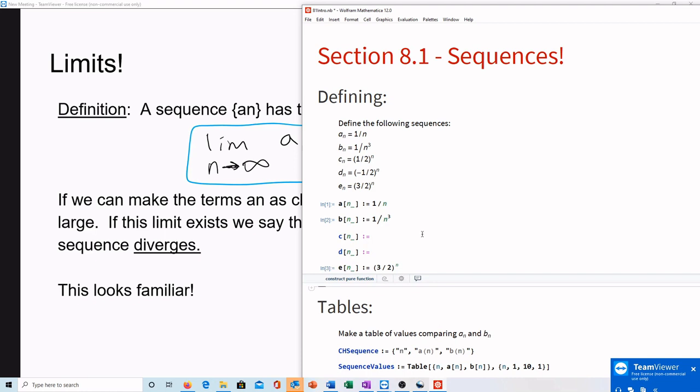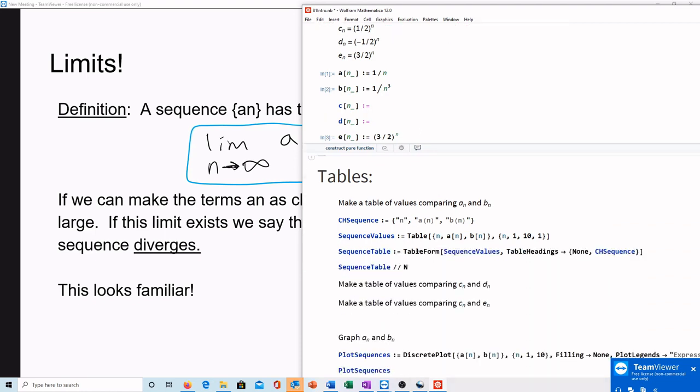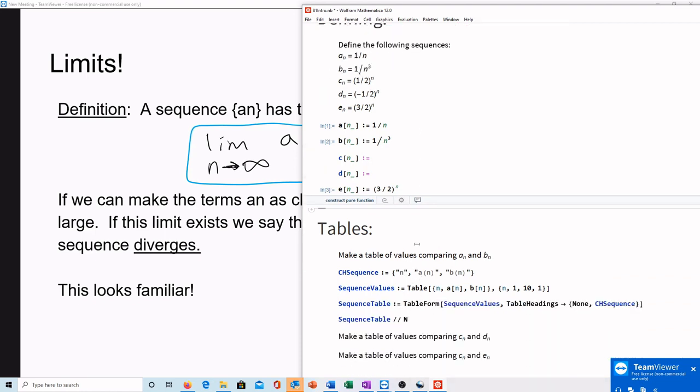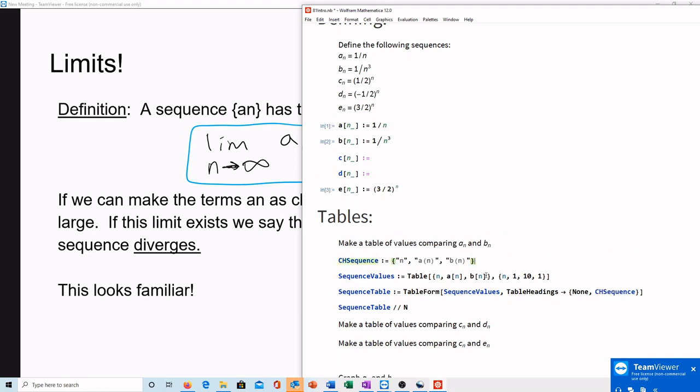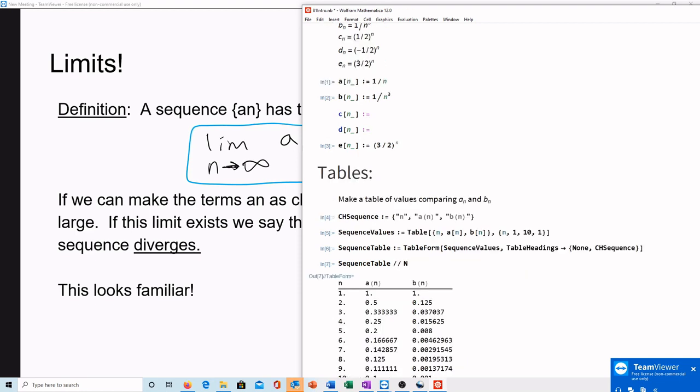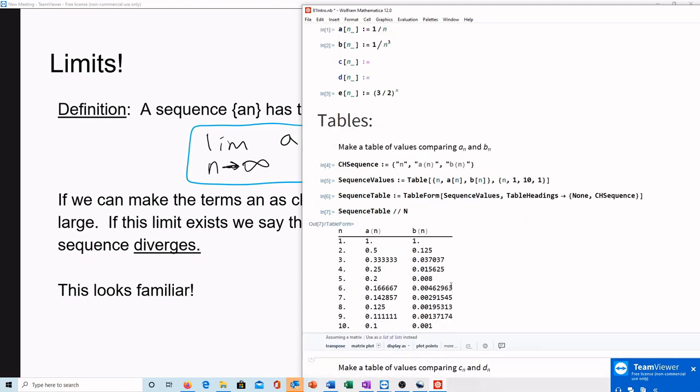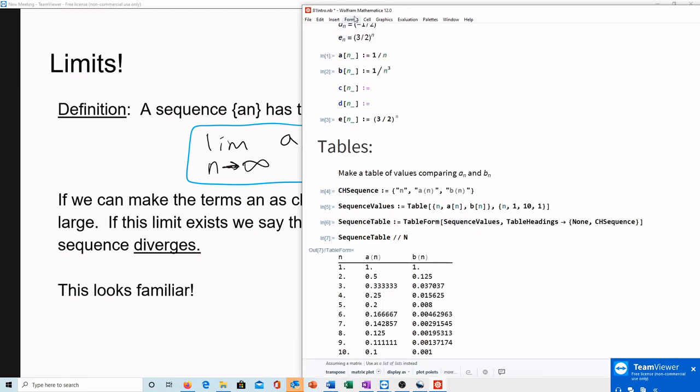So let's plug those in. Okay, so again, like I said right at the beginning, we can make values. We can do a table of values here. I already have the code set up here to do a table. What I've done here is I've just looked at the two sequences, 1 over n and 1 over n cubed, plugging in from 1 to 10.